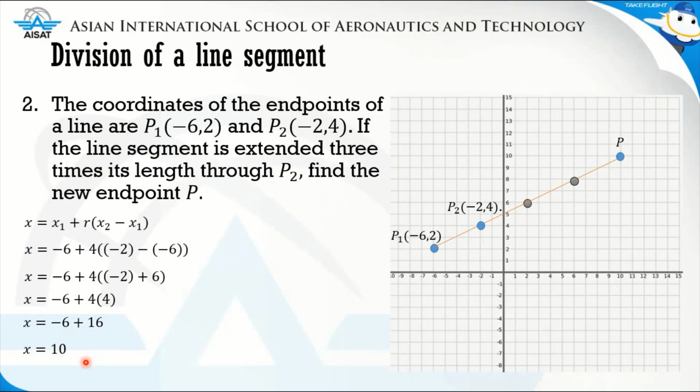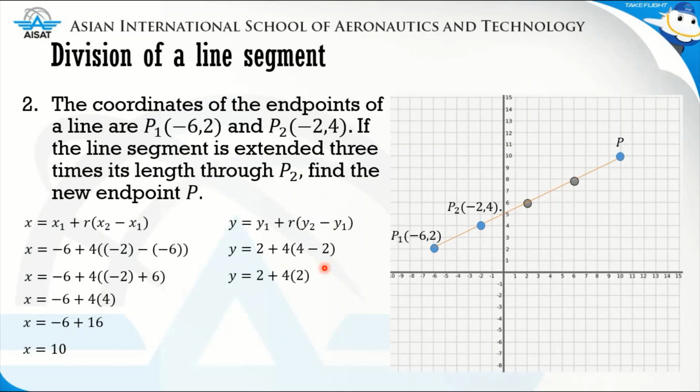After getting the x-coordinate, we'll proceed with getting the y-coordinate. So the formula is y is equal to y sub 1 plus r times the quantity of y sub 2 minus y sub 1. So substituting the values from our given, you have 2 plus 4 times the quantity of 4 minus 2. So getting the difference of 4 and 2 will have 2.